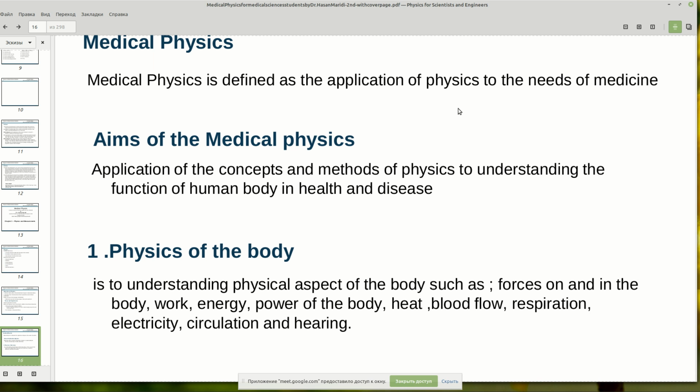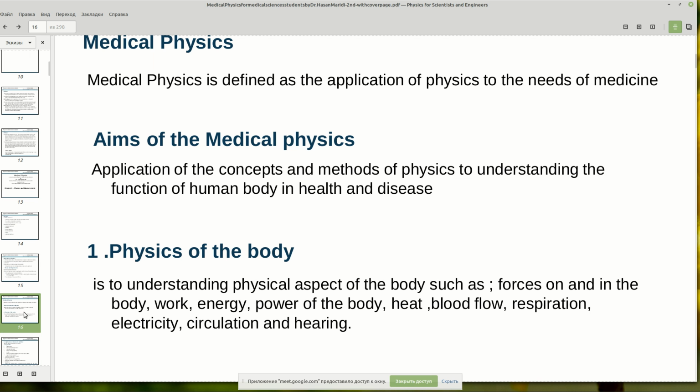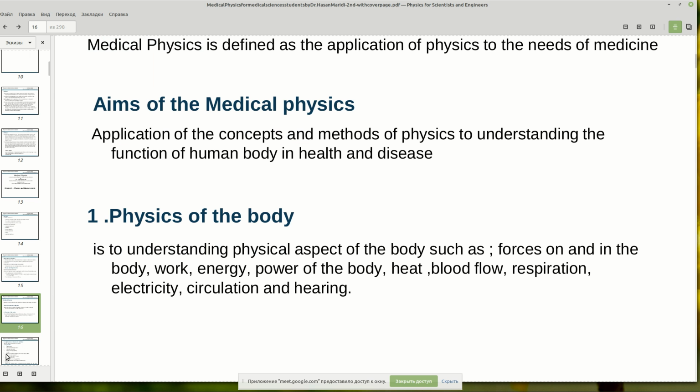The aim of medical physics is the application of the concepts and methods of physics to understanding the function of the human body in health and disease. So the first part will be physics of the body. It is about understanding physical aspects of the body, such as forces on and in the body, work, energy, power of the body, heat, blood flow, respiration, electricity, circulation, and hearing.